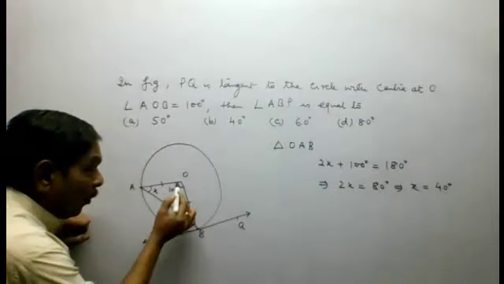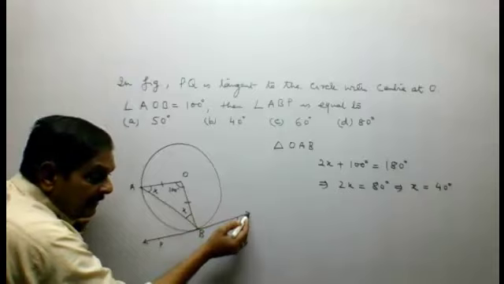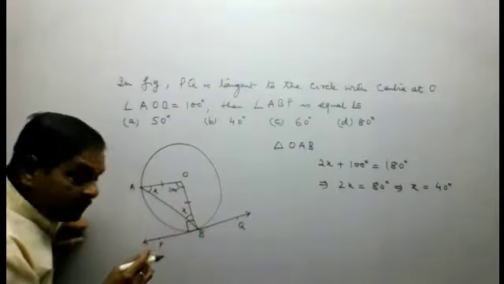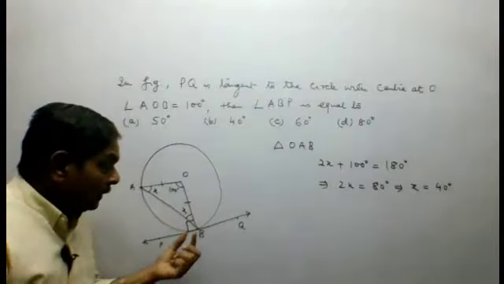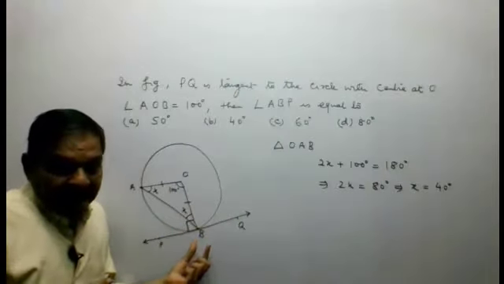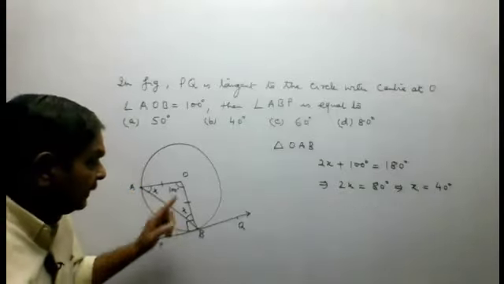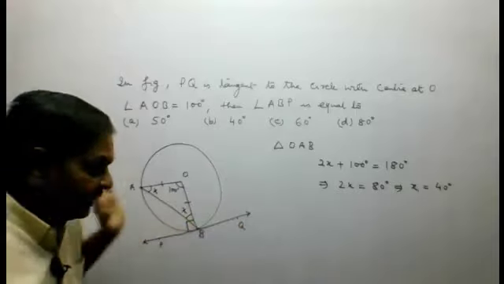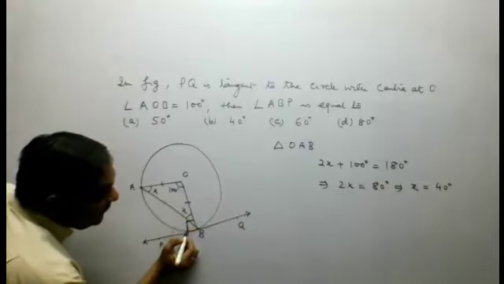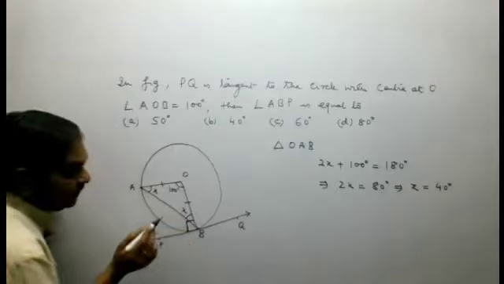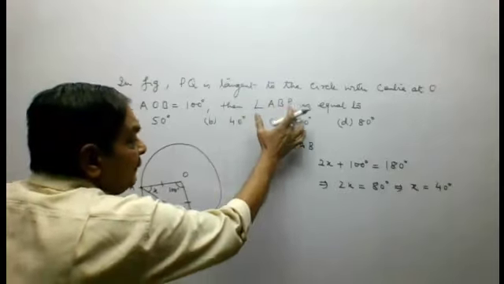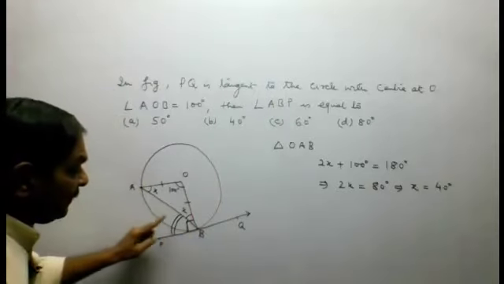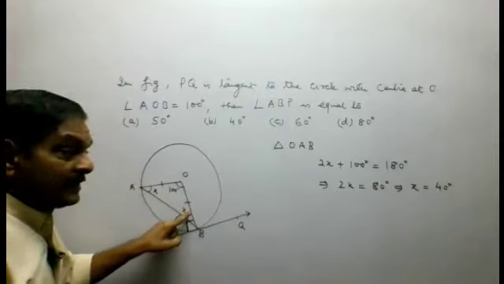Now OB is having a 90 degree angle with this PQ, because PQ is tangent and we know that B is the point of contact. At the point of contact, the radius is perpendicular to the tangent. So this angle is 90 degrees. So this angle, which is the required angle, that is ABP, will be equal to 90 degrees minus x.